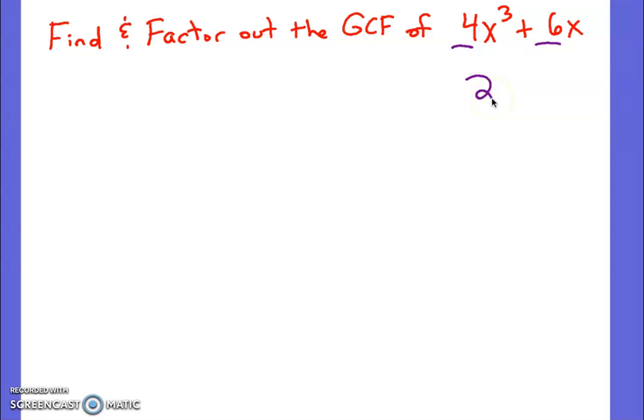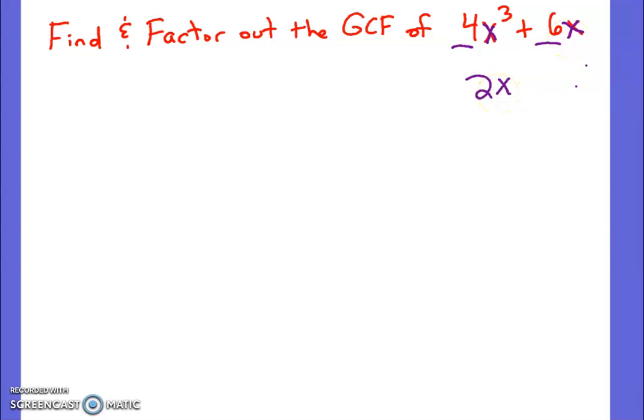And then look at the factors, look at x cubed and look at x, and what is the greatest common factor between that? Again, what's common between them? This has 3 x's, this has 1 x, so what's common between them is just 1 x. They both have 1 x.